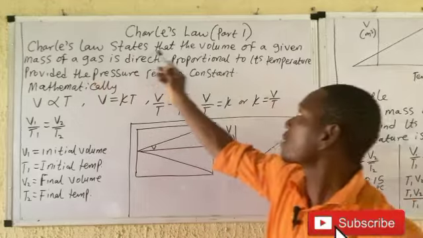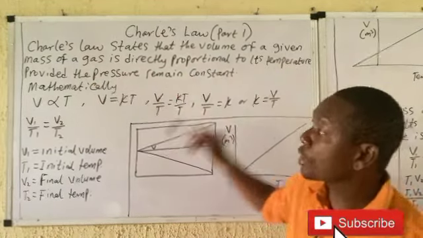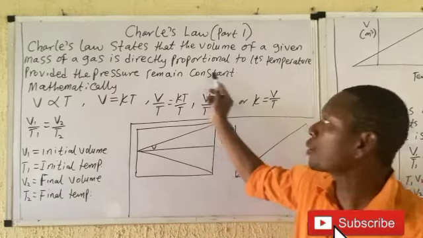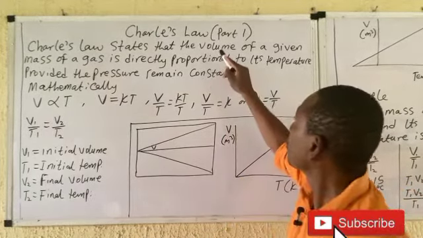Now, Charles' law states that the volume of a given mass of a gas is directly proportional to its temperature, provided the pressure remains constant. Now, we have some parameters. Let's highlight them first. Volume.